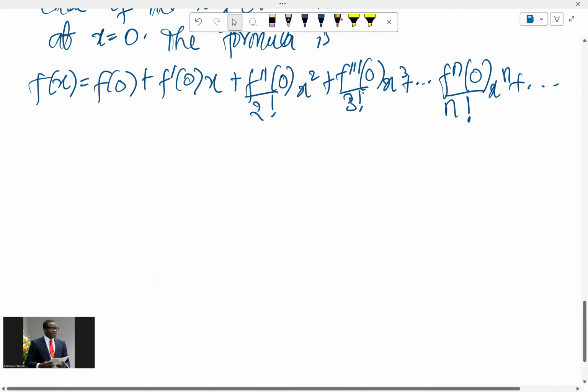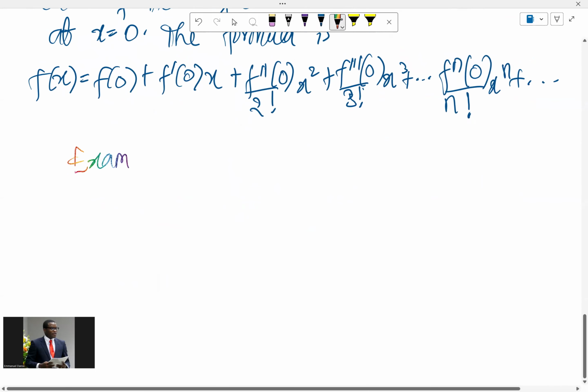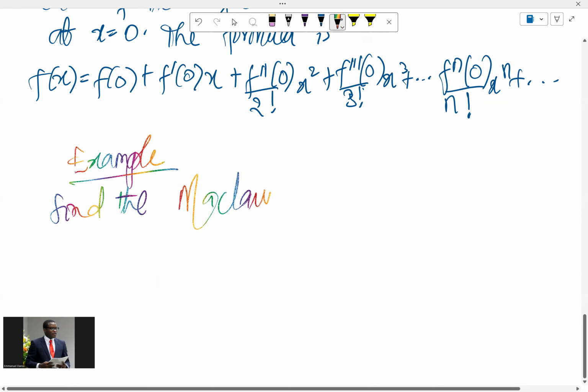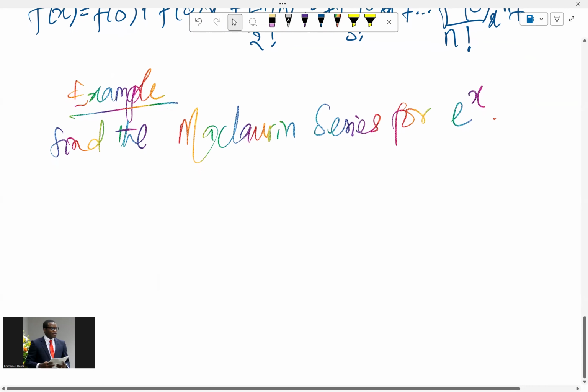Again, let's take an example. Find the Maclaurin series for e raised to power x. Now we don't have to talk about the center because we already know that the center is 0 for Maclaurin series. So again, we have to do the normal thing. First step, find derivatives.